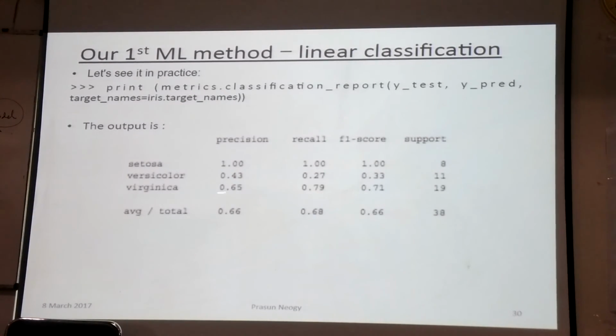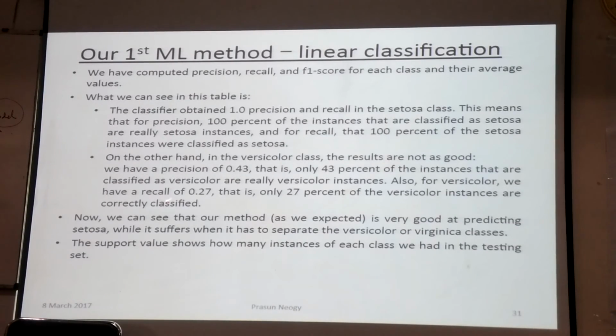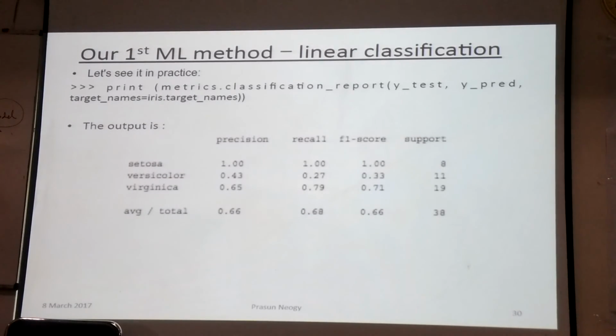Because it is 43 or 65. So if the unknown thing is versicolor or if the unknown thing is virginica, then according to this model I will get it correct 65% or 43% of the time. So also for recall, only 25.7% are correct. So now we can see that our method is very good at predicting only Setosa while it suffers when it has to separate the other two classes. The support value shows how many instances of each class we had in the testing set.